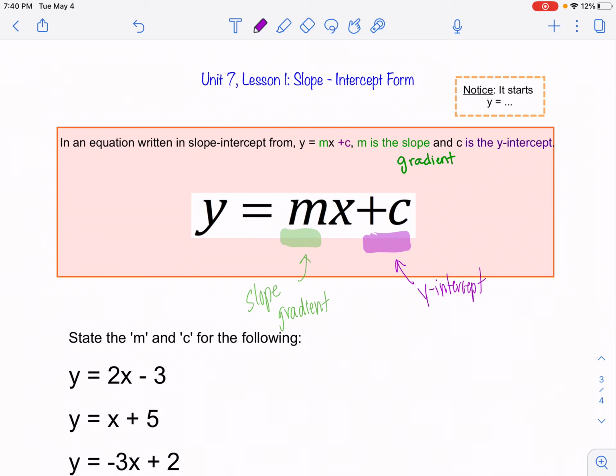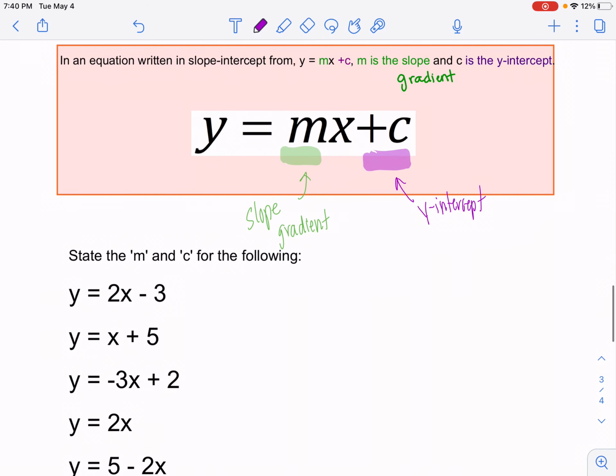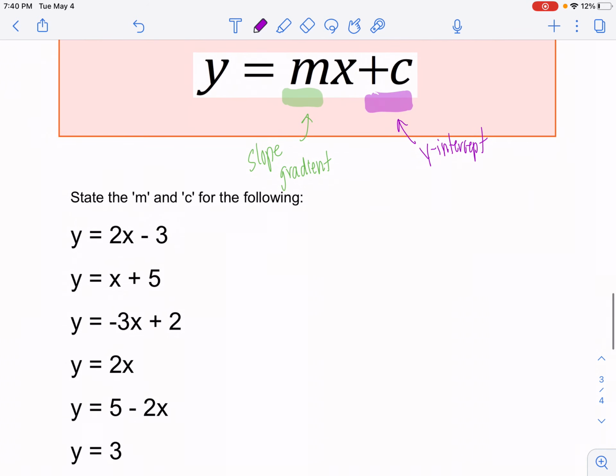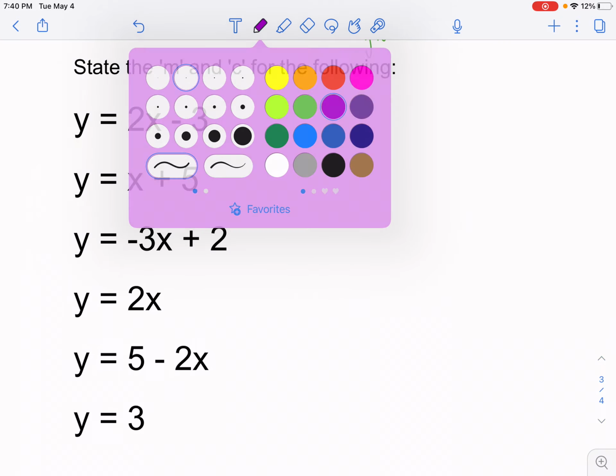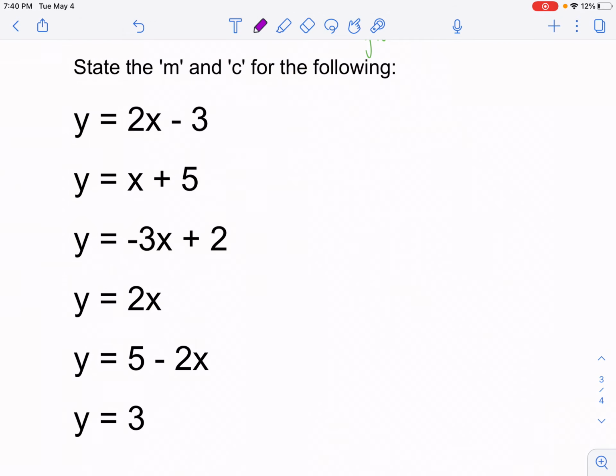Okay, so write that down. Pause me. And when you're done, let's do a quick analysis here. Real quick, some equations here. Y equals 2x minus 3. All right, all we want to do is say, okay, what is m and what is c?